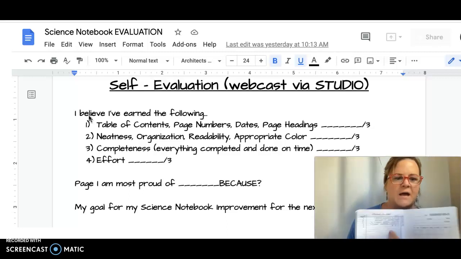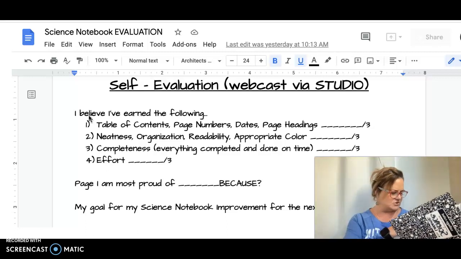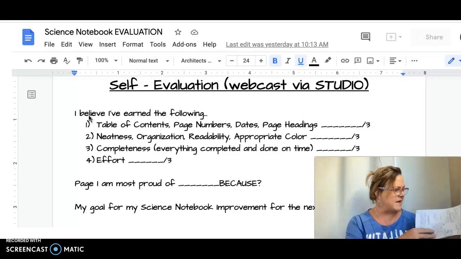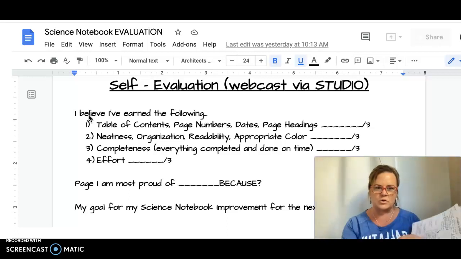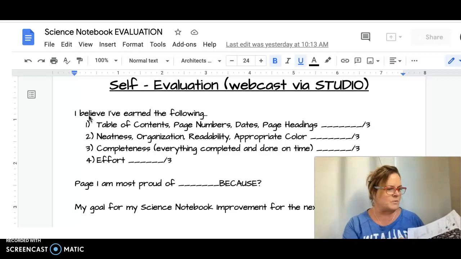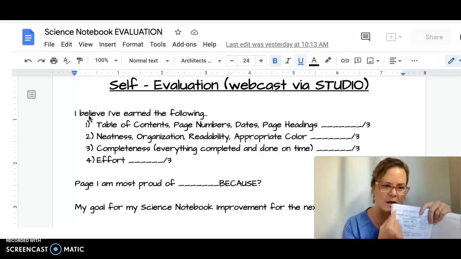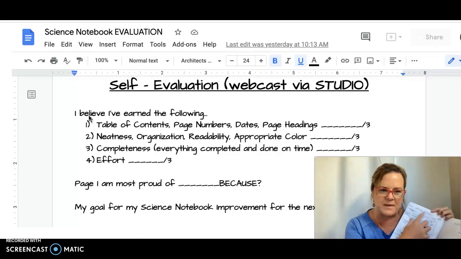Because as you can see, I have my table of contents filled out. I have page numbers on every page. I have headings on every page in my notebook, and then I'll show you. All my notebook pages have dates at the top right-hand corner, or the top outer corner. I think I already said my page headings.